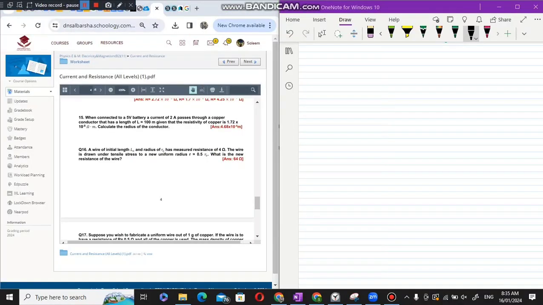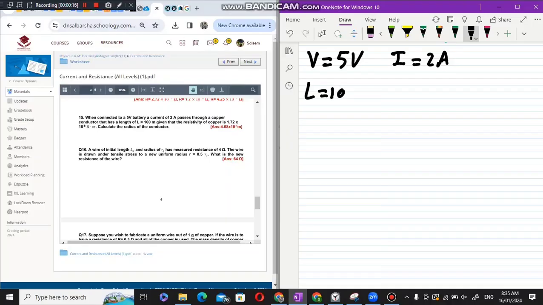So this question 15 is saying the following. When connected to a 5-volt battery, so you are given voltage of 5 volts, a current of 2 amperes passes, so we have 2 amperes current through a copper conductor that has a length of 100 meters, so we have a length of 100 meters, resistivity of 1.72 times 10 power minus 8 ohm meters, and we are saying calculate the radius of the conductor.